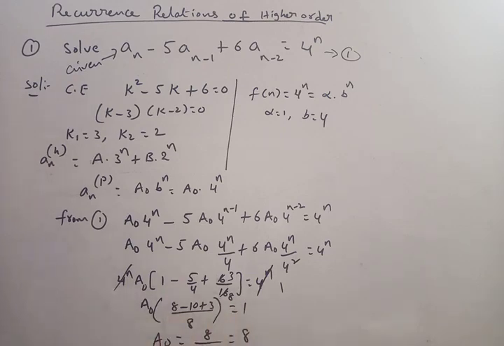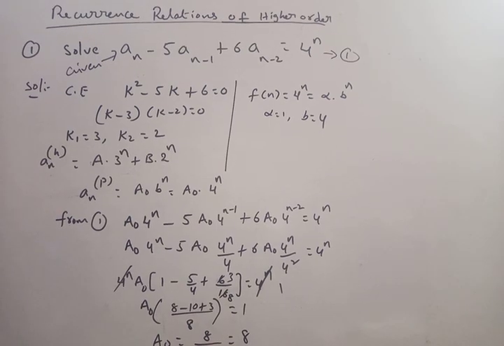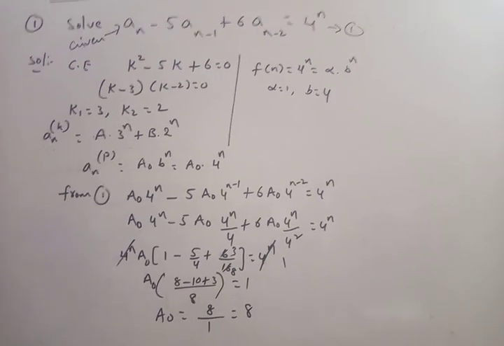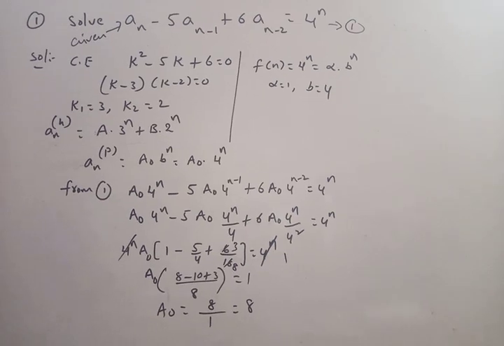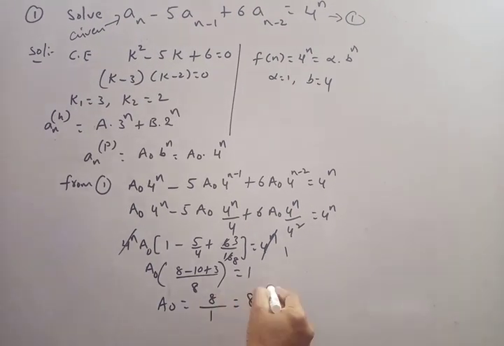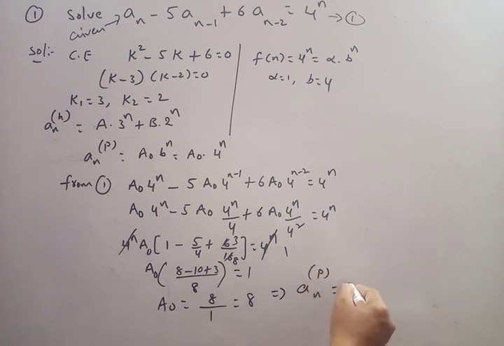That means a naught is equal to how much? 8. To calculate a naught we substituted, and I got a naught equal to 8. Understand? So therefore a_n^(p) is equal to a naught, which is 8, into 4 power n. That's it. Very simple it is.